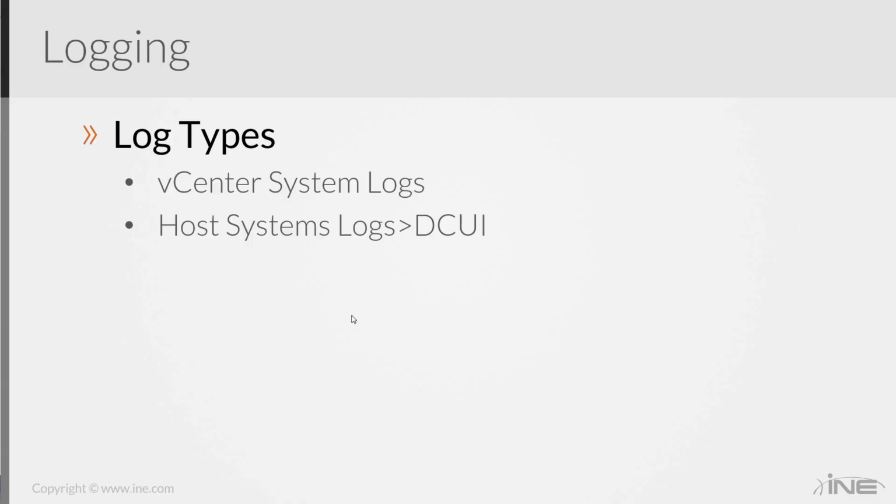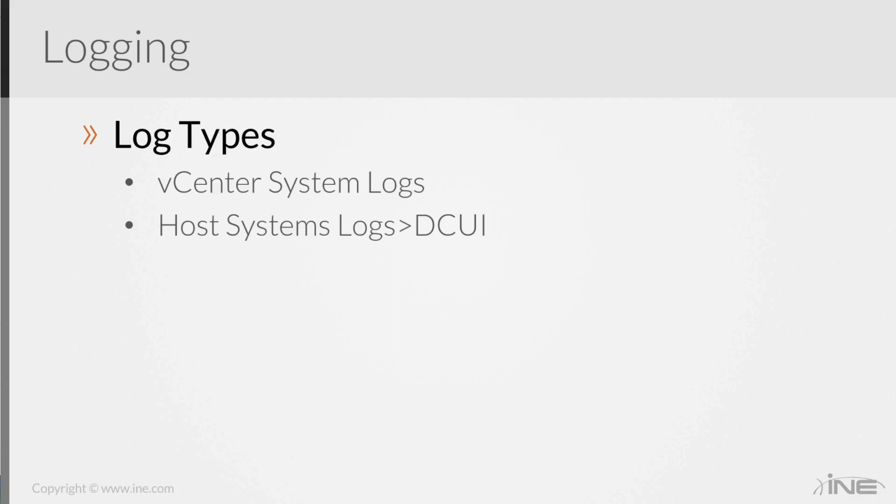Apart from monitoring with events and alarms, objects within our vSphere environment also generate logs. These logs contain additional information about activities in our virtualized environment. There are basically two types of logs that we can monitor in our environment. Firstly, we have our vCenter Server system logs. This is accessible from the Monitoring tab of our vCenter Server, and the vCenter Server logs data about the objects that are being managed by that particular vCenter Server.